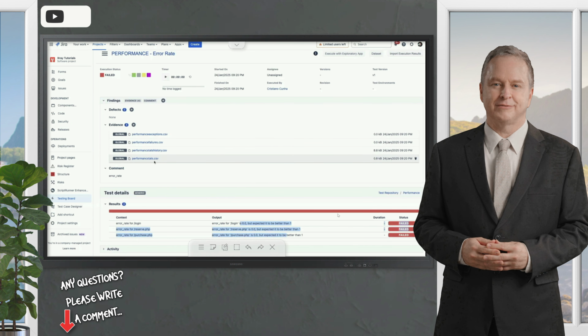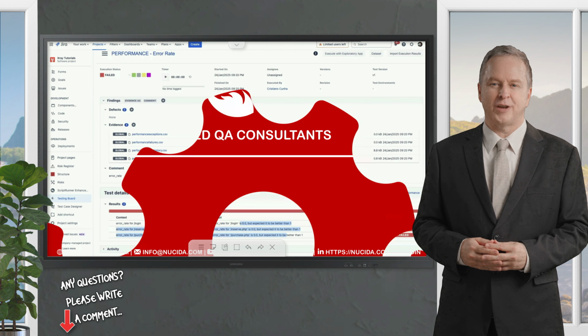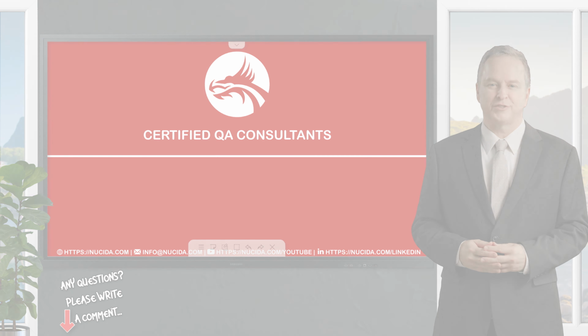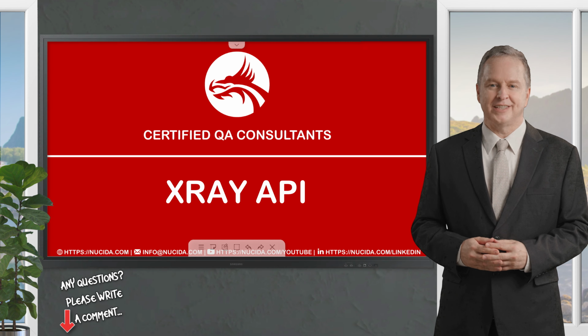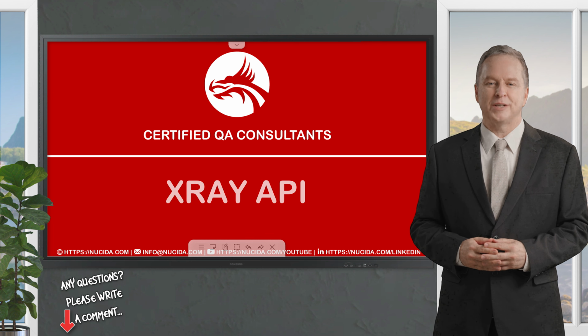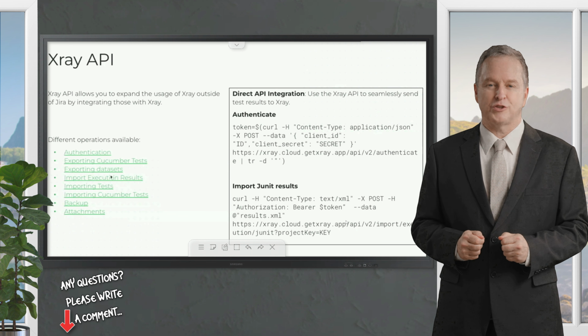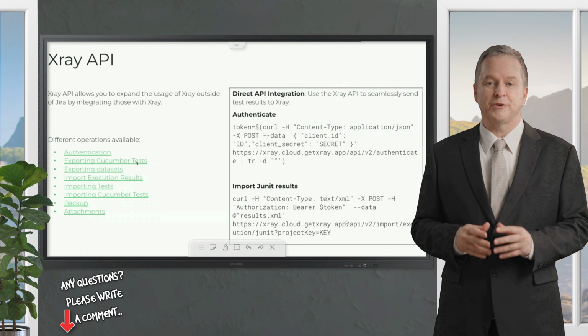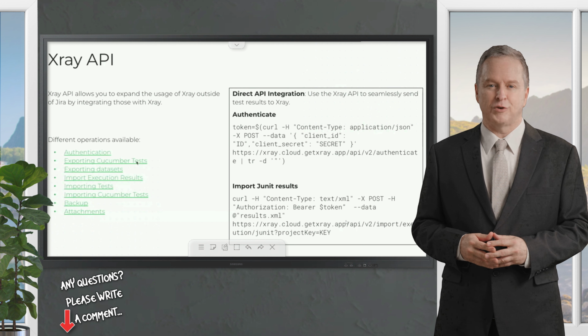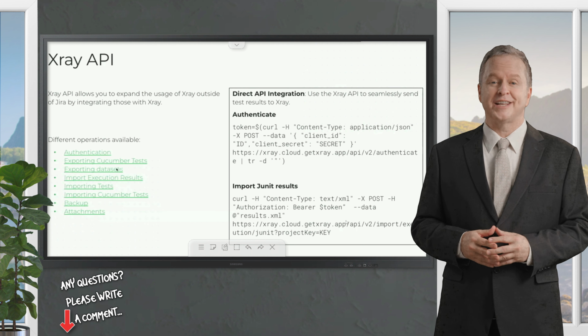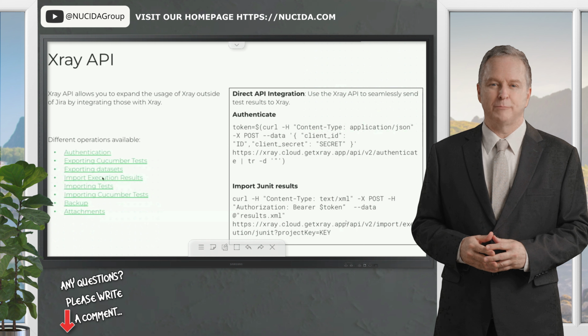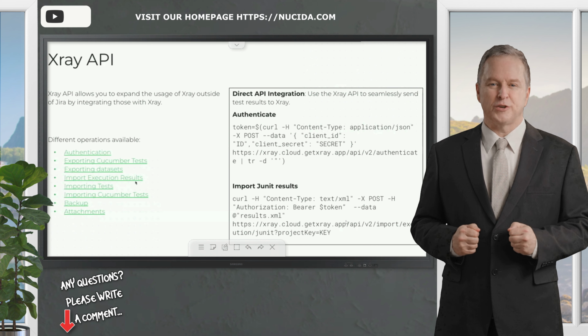Just to finalize, let me just tell you that the API does a lot more than just importing execution results. It allows you to do the authentication like I showed you, but also it will allow you to export Cucumber tests. Here, it has to do with how you want to work with the Cucumber workflow. We explain this in more detail in our video tutorials here on this channel, so please check that out. You can export the data sets that are defined in the manual tests. You can import execution results, and this is what I've just shown you here with Playwright and Locust imports.